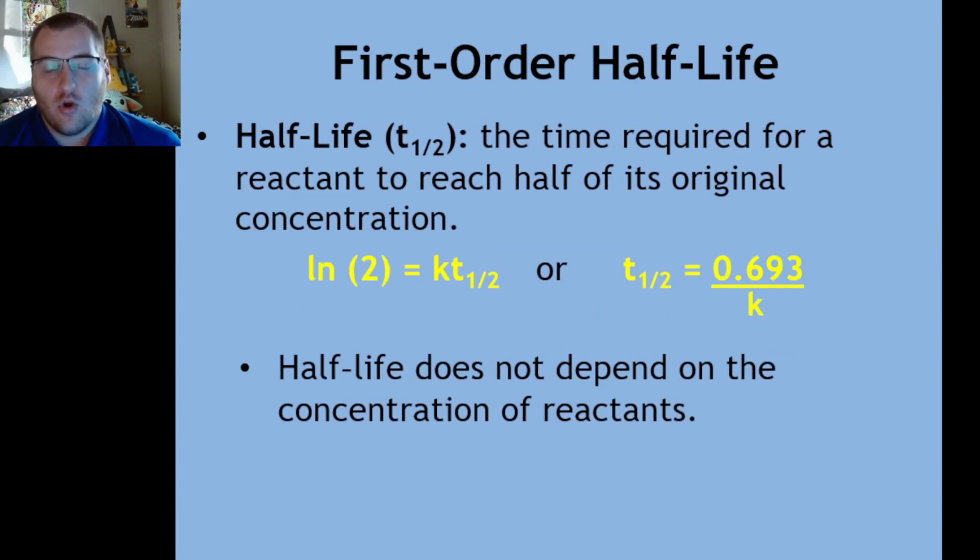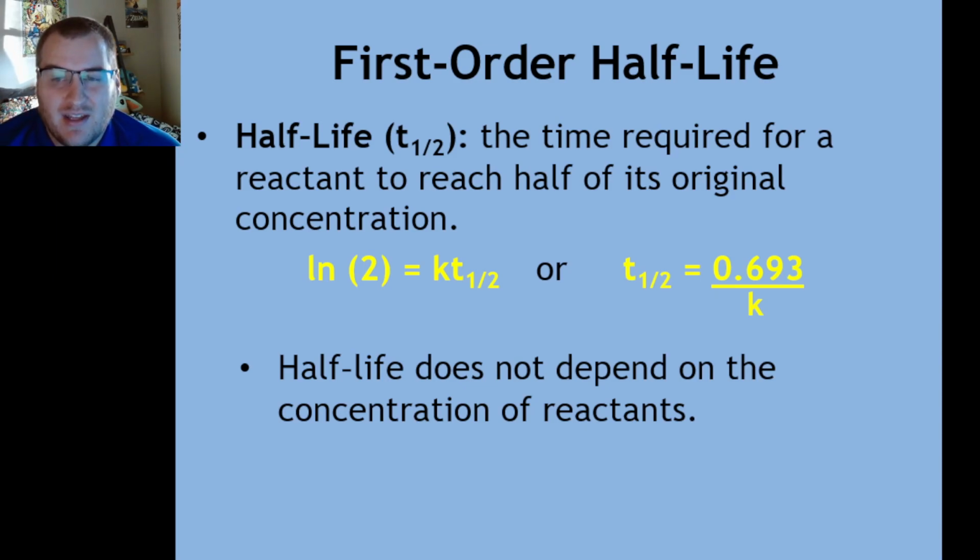Okay, we're also going to talk a little bit about half-lives in this unit. We have talked about half-lives a bit before with radiochemistry or something like that, but we talk about it with the rate as well. And there's actually a couple different half-life formulas. The most common one is the first order half-life. This is generally how we think about a half-life. It's the time required for a reactant to reach half of its original concentration.